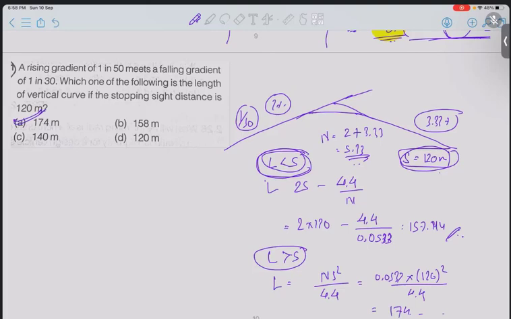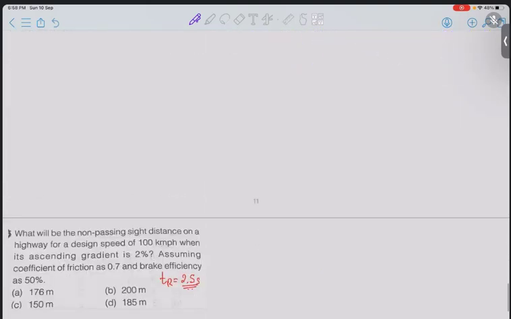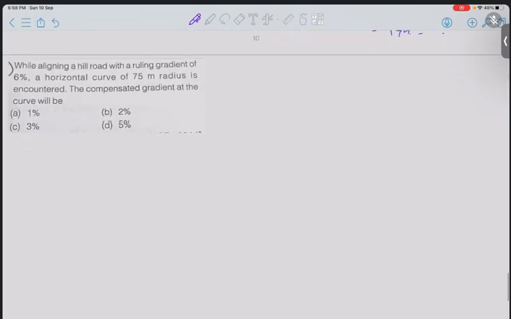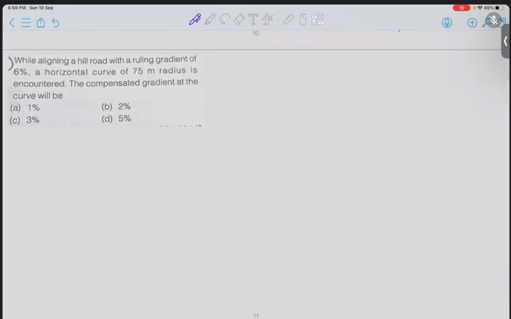Okay, good. We'll go to our last question for the day, or second last question for the day. While aligning a hill road with a ruling gradient of 6%, a horizontal curve of 75 meter radius is introduced. The compensated gradient at the curve will be. This is now the question for grade compensation. And they are asking compensated gradient. They are not asking what is the grade compensation that you will provide.